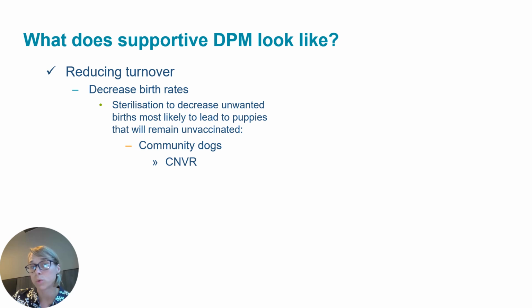Reproduction control is a core service of DPM, but as a limited resource, so we do need to use it wisely. Targeting dogs who are most likely to produce puppies that will remain unvaccinated. So community dogs are particularly relevant. They're free roaming, so at highest risk of transmission, and they're provided resources by the public, so puppy survival is good. And so sterilisation and vaccination of these dogs, who catch, neuter, vaccinate and return, can be a powerful part of building sustained herd immunity.